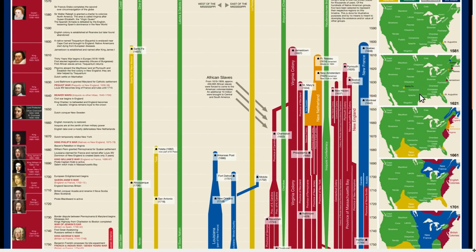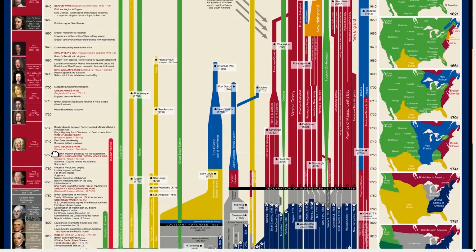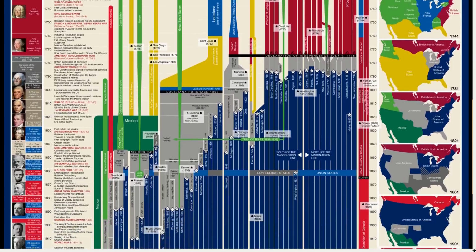So by looking at each one in turn, we can get a general idea of how U.S. history unfolded. But before we do that, let me quickly show you the other parts of this chart. On the far left, we have the monarchs of England and later Great Britain that were reigning while the various American colonies were being established. After the Declaration of Independence, the various U.S. presidents are shown instead, starting from George Washington and going all the way down to Donald Trump.